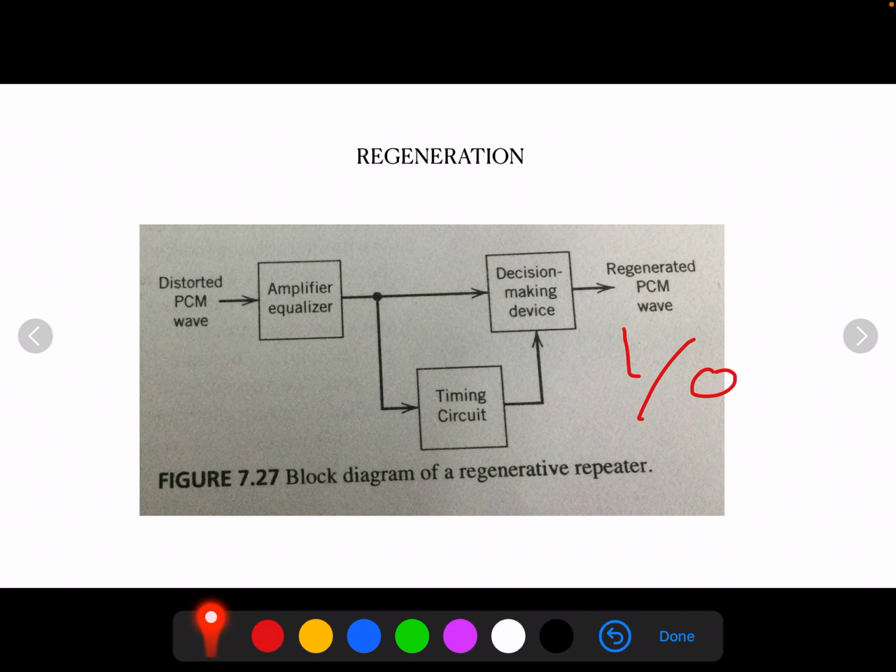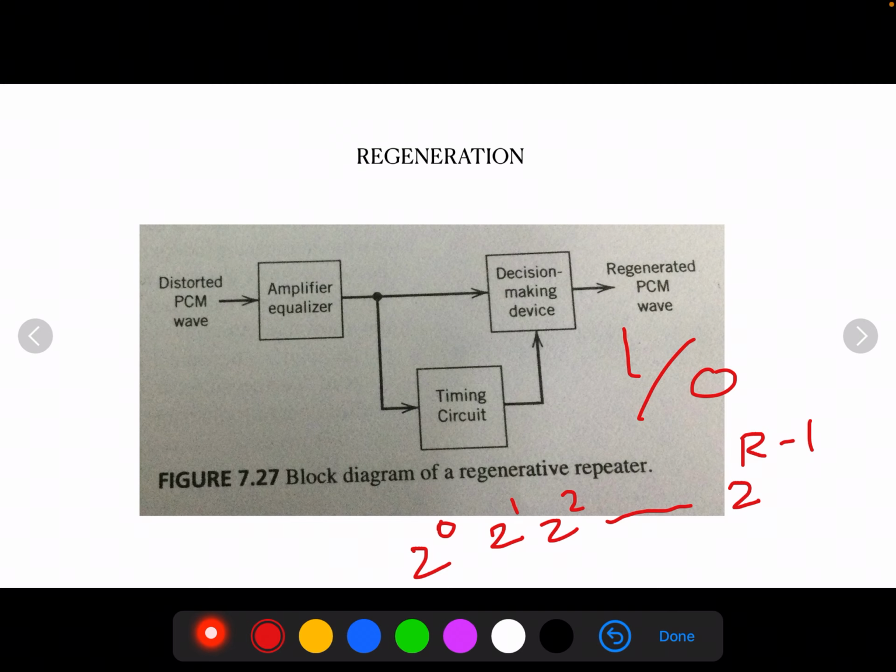The decoding process involves generating a pulse, the amplitude of which is a linear sum of all the pulses in the code word, with each pulse being weighted by its place value, for example 2 power 0, 2 power 1, 2 power 2 till 2 power r minus 1, where r is the number of bits per sample.